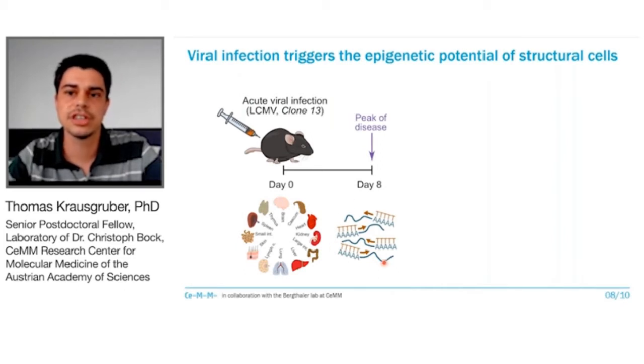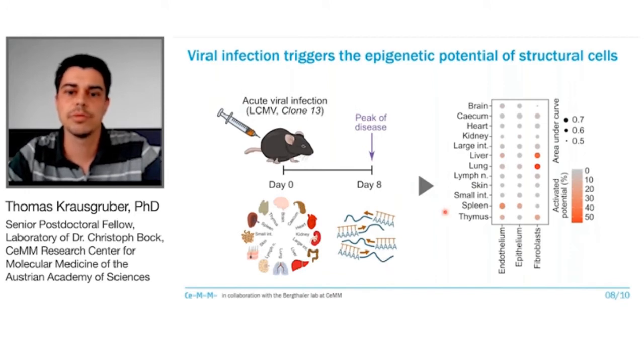And then we asked the question, how many of the genes that we determined to be of unrealized potential at steady state would be activated upon the acute viral infection? And what we found is that there's a cell type-specific and organ-specific activation of this immune potential. And especially in liver and lung fibroblasts, but also in spleen endothelial cells, almost up to 50% of the epigenetic potential is activated upon the acute viral infection.